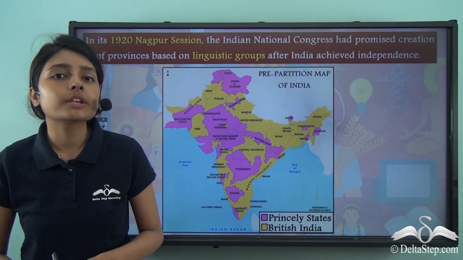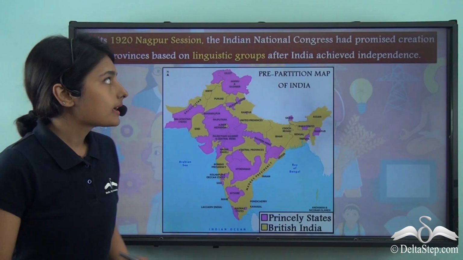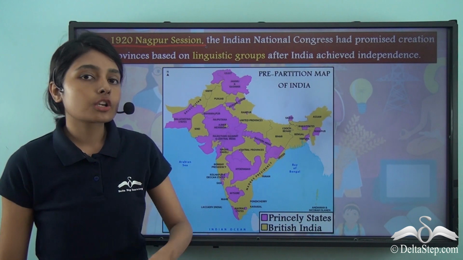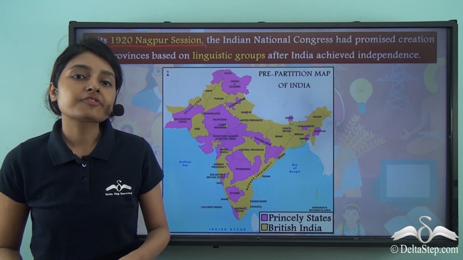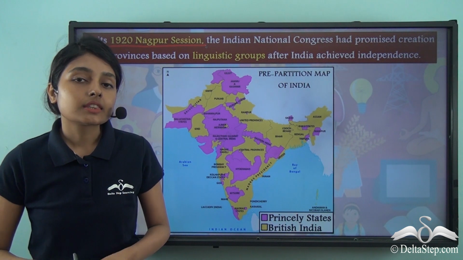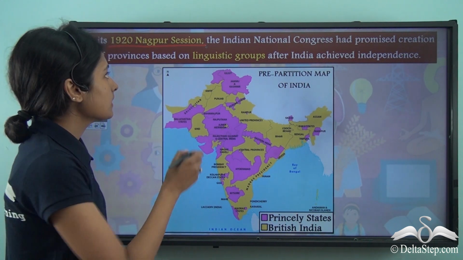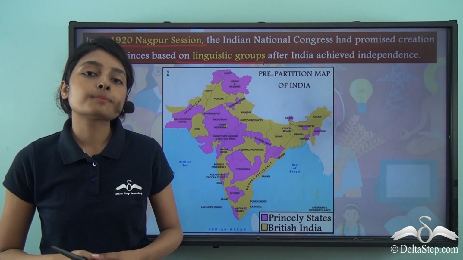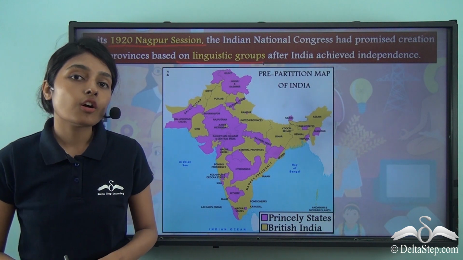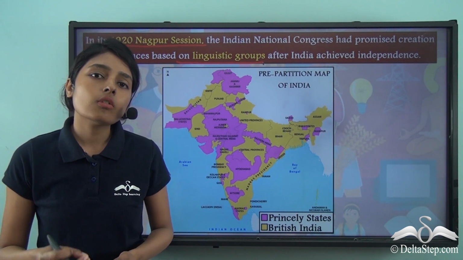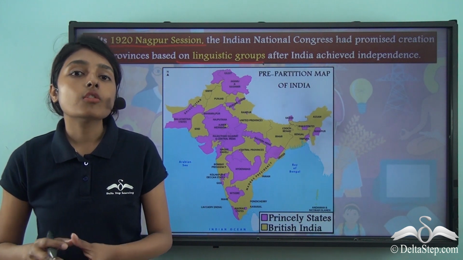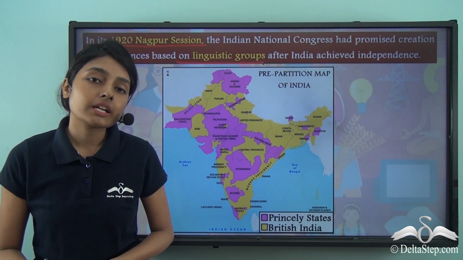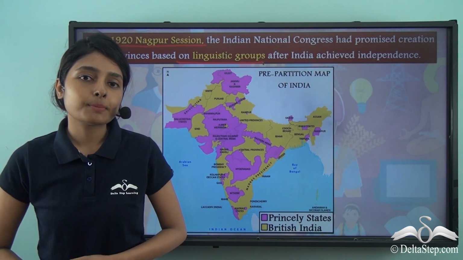So, this is what was happening under the colonial rule, and so in its 1920 Nagpur session, the Indian National Congress promised that after India achieved independence, there would be separate provinces based on linguistic groups. This promise was made to ensure the unity of the linguistic groups, so that all the speakers of different languages got acknowledgement and recognition in the country after independence.